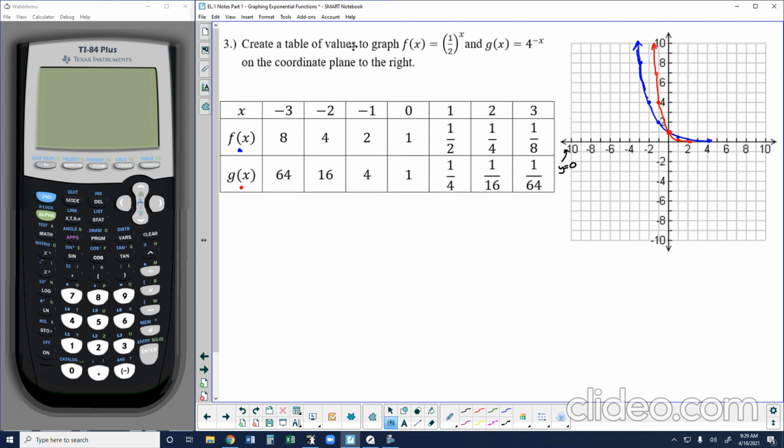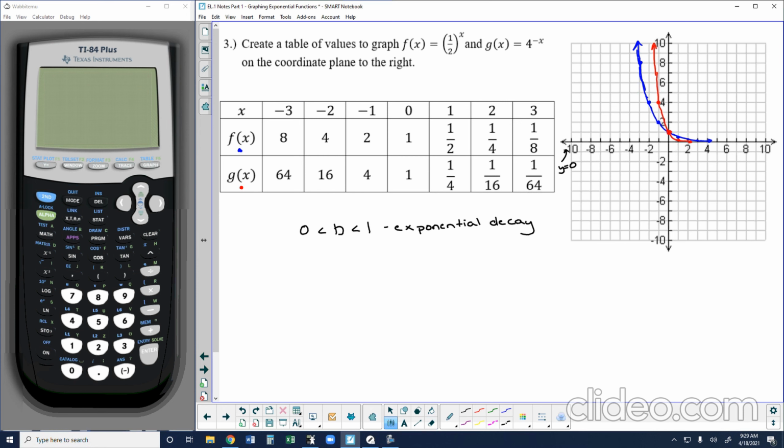So what we see here is that when b is between 0 and 1, it's a fraction. It is the reciprocal of what we saw previously. When we see b between 0 and 1, we see an exponential decay. The graph is reducing as we go from left to right.